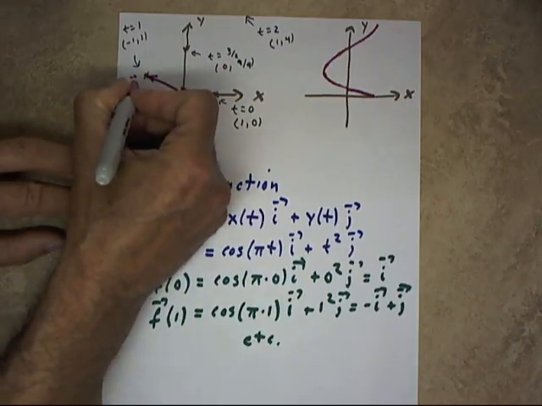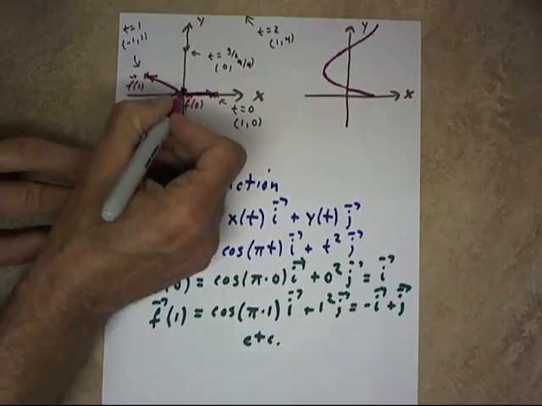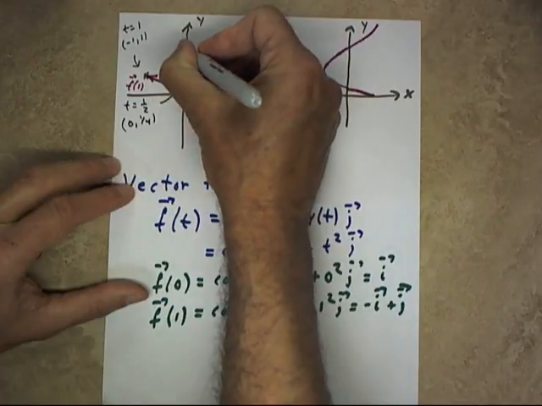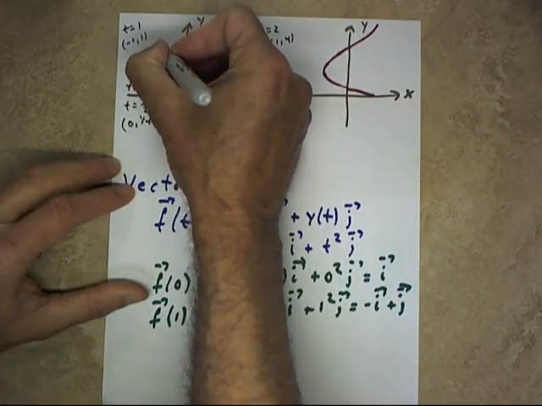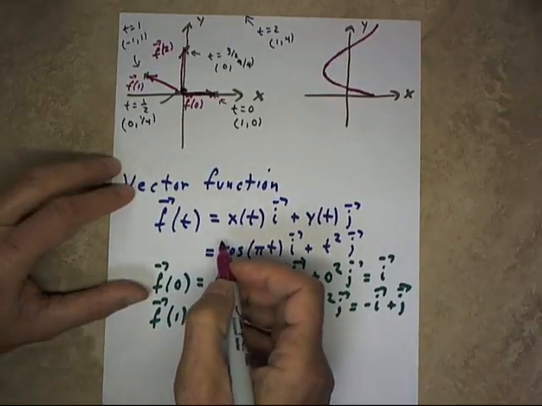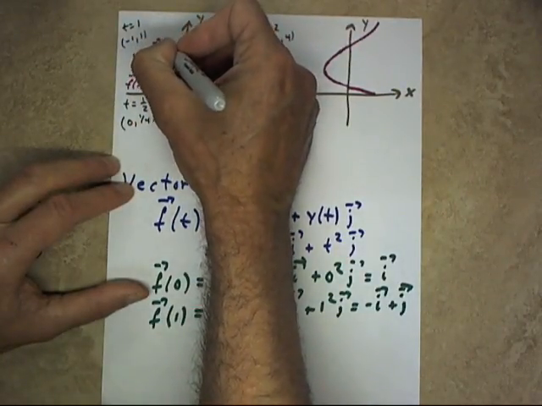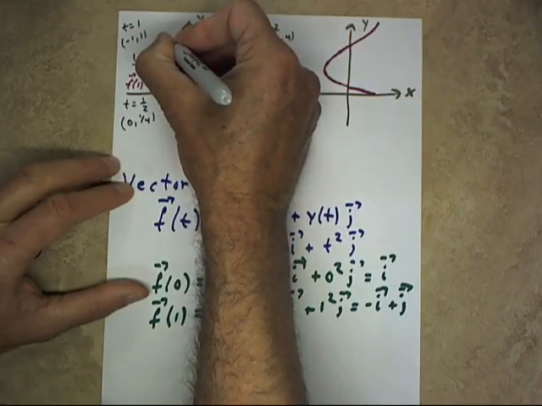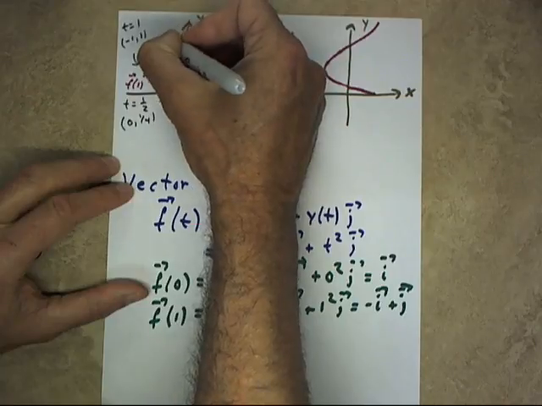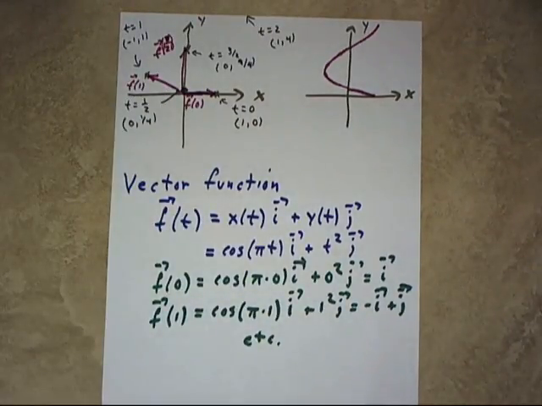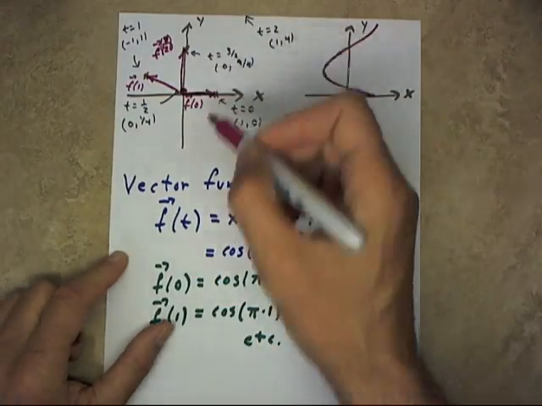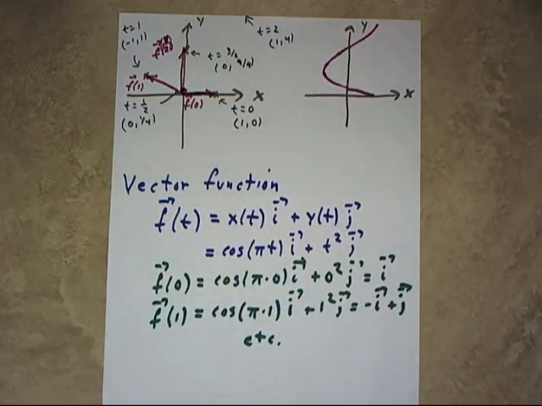The f of 1 vector goes from the origin to this point. The f of 2 vector goes from the origin up to this point. And I'm sorry, that's not f of 2, that's f of 3/2. Let me kind of fudge a little bit here. Okay, so that's f of 3/2. Doesn't look too good, but you get the idea. And f of 2, if I try to sketch that vector, it's going to go through some of my labeling, so I'm not going to do that.